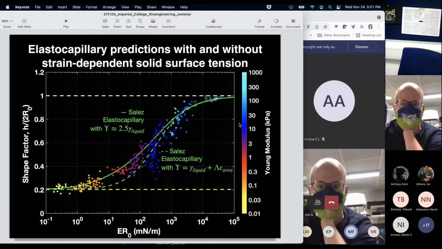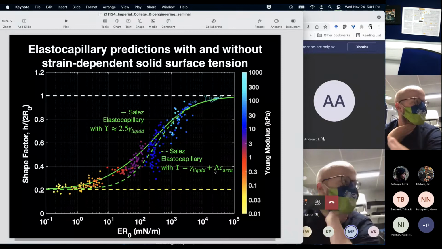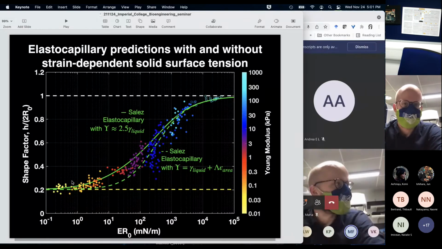And if so, then maybe you do something really naive and just say it's linearly dependent with the area. And this is like a 200% areal strain. You've doubled the surface area by the time you're over here. And then also basically, if you just put that in, you can get something that goes through the data pretty well as well. So we're sort of looking into this.